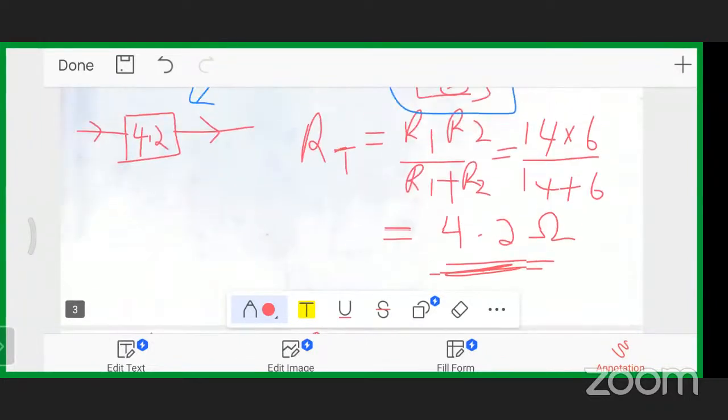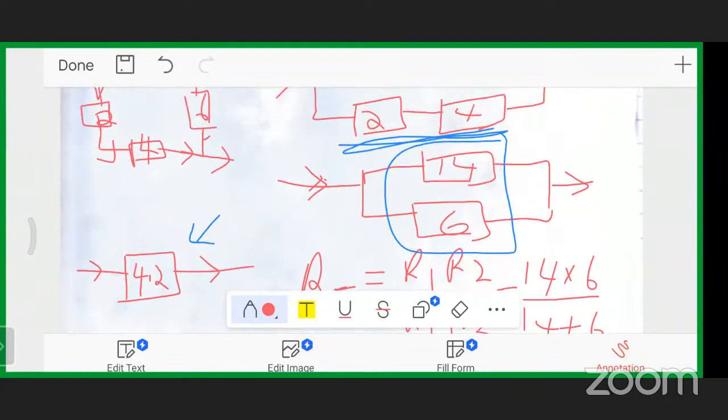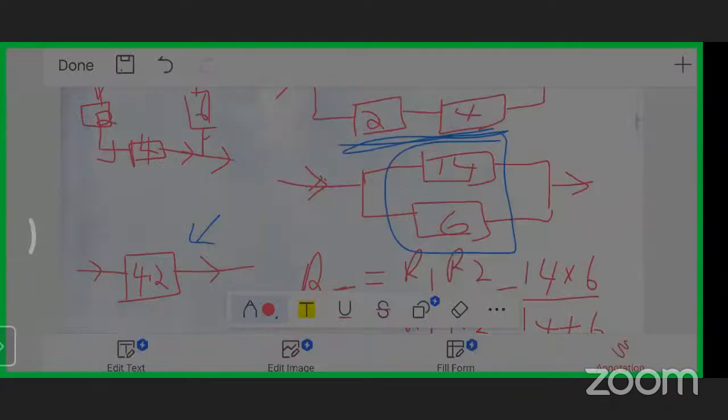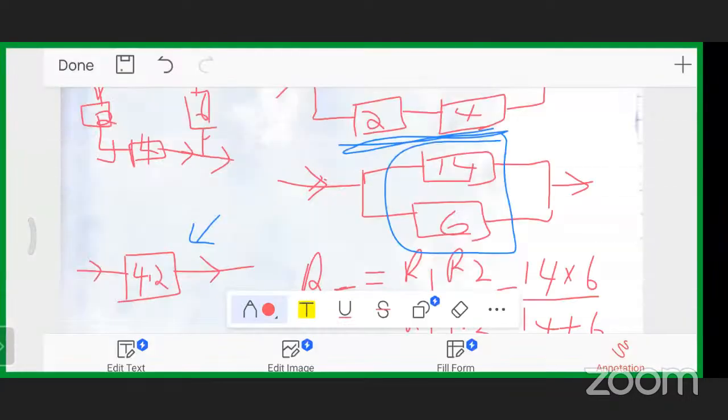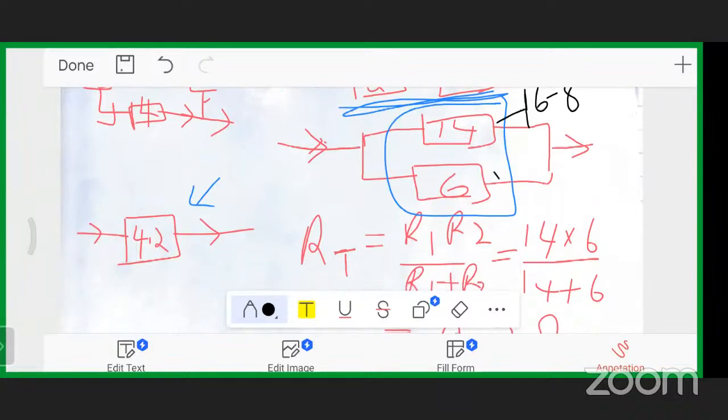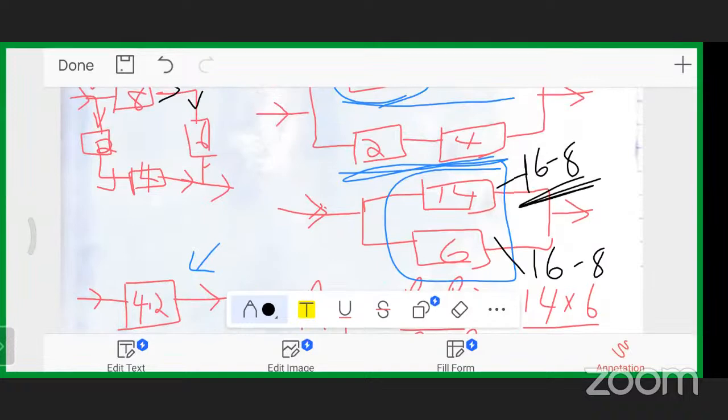So this 16.8 is the one that will pass through. Now that 16.8, the one that is passing through here, might be the potential drop that is there, and also the same potential drop that we have here, 16.8. They're the same because they are in parallel. They are under the same potential. So this 16.8, we can move backwards and even find the current that is here now.